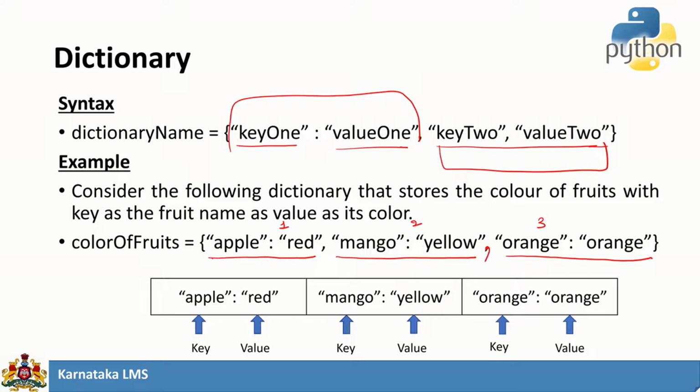Each element is separated by a comma. This is the key and this is the value, and the key and value are separated by a colon. The entire dictionary is given inside curly braces. So these are the keys and values: apple colon red, mango colon yellow, orange colon orange. Like this, we can create a dictionary in Python.